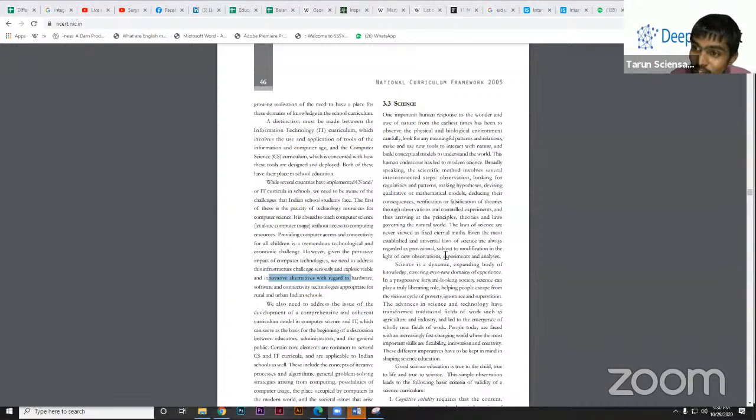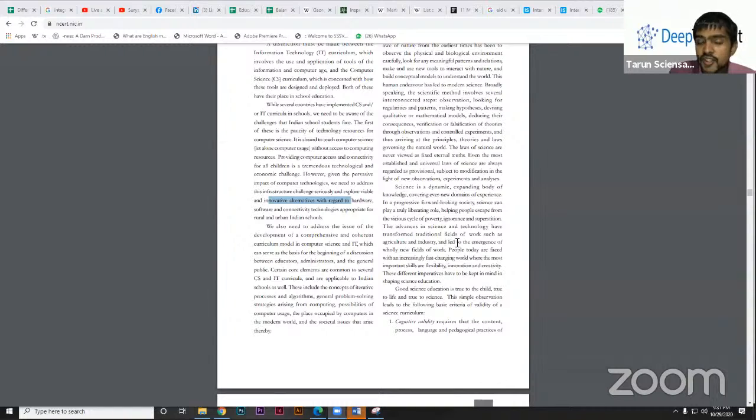We look at science that this is the rule and it has to be. But science never looks at it as a fixed eternal truth. Even the most established and universal laws of science are always regarded as provisional, subject to modification in the light of new observations, experiment, and analysis. Science is a dynamic, expanding body of knowledge covering ever new domains of experience.